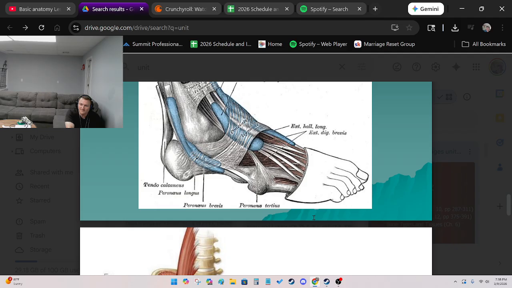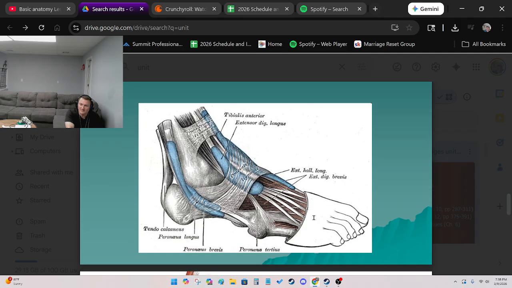Really cool stuff on the foot. I'll let you take a look at that. Super awesome Grey's Anatomy picture right there, which I also have. Grey's Anatomy. Great book.